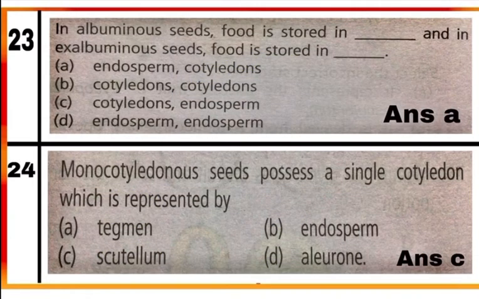Question 23. In albuminous seeds, food is stored in dash and in ex-albuminous seeds, food is stored in dash. Option A. In albuminous seeds, food is stored in endosperm, while in ex-albuminous seeds, food is stored in cotyledons. Question 24. Monocotyledonous seeds possess a single cotyledon which is represented by option C, scutellum. In monocotyledonous seeds, there is a single cotyledon represented by scutellum.